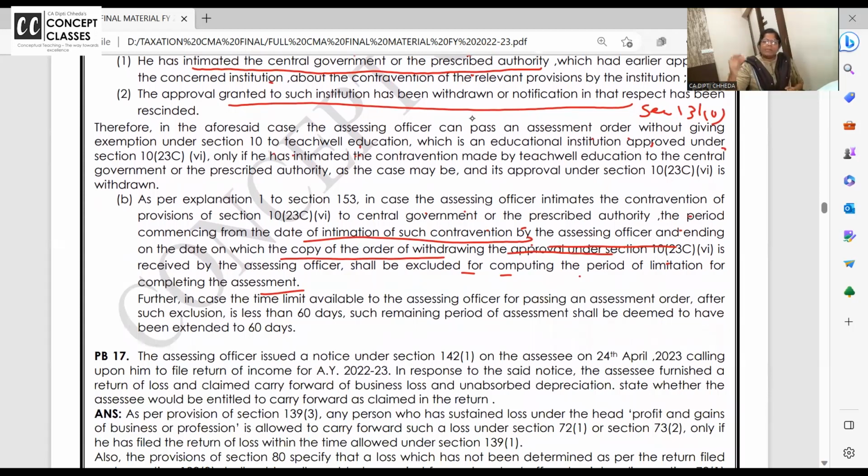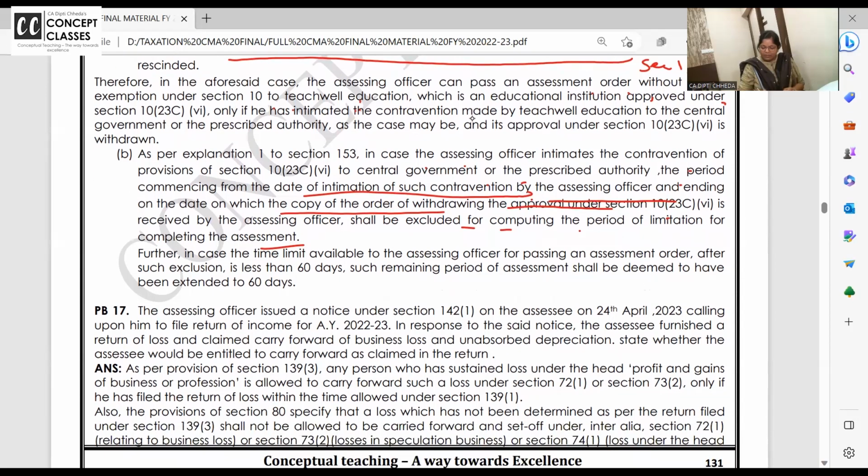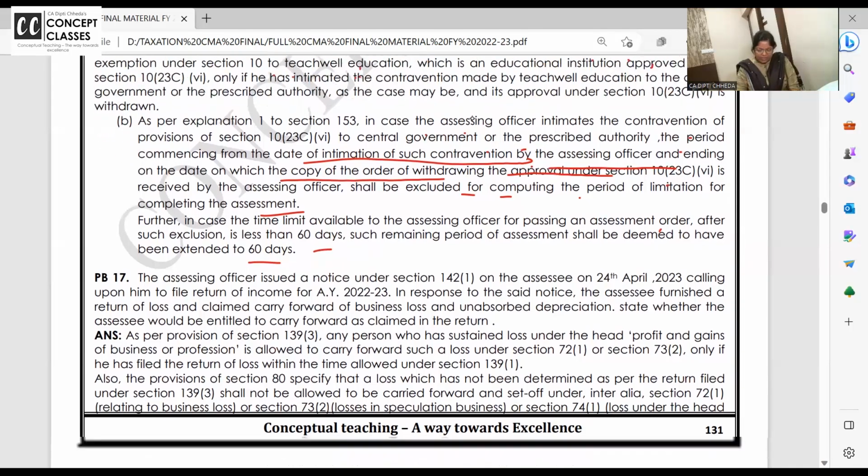Okay, at that time we intimated to the authorities that this trust is not working for object of trust. Do something. And they said, wait. And by the time they gave order, okay, we have cancelled the registration. That time is excluded for me. ठीक है? And if that period of passing the order after we have received the clarification कि trust का registration cancel हो गया, if that period is less than 60 days, it is extended to 60 days.